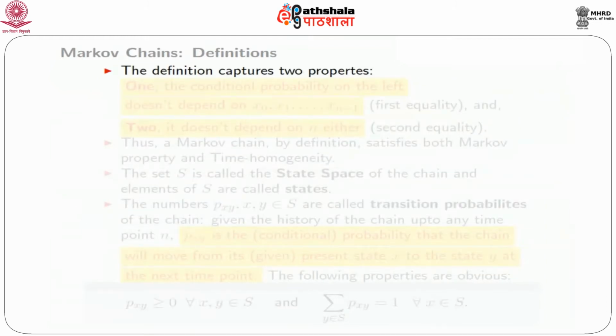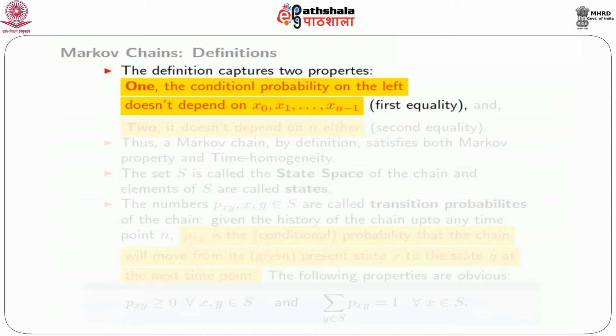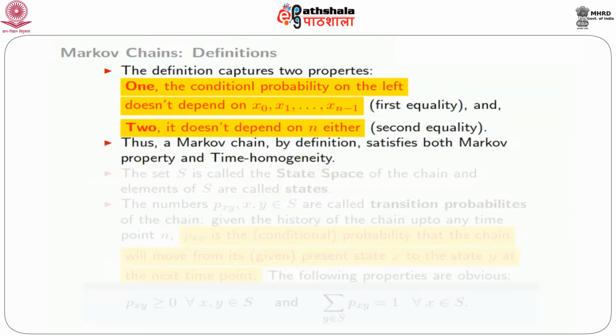Okay, so the definition that you have seen really captures two properties. One, the conditional probability on the left does not depend on, as we saw, little x0, little x1, etc., up to little xn minus 1. That's the first equality. And two, it does not depend on n either. That was the second equality. Thus, a Markov chain by definition satisfies both the Markov property and time homogeneity, although the time homogeneity property is not reflected in the name. It's simply called a Markov chain.